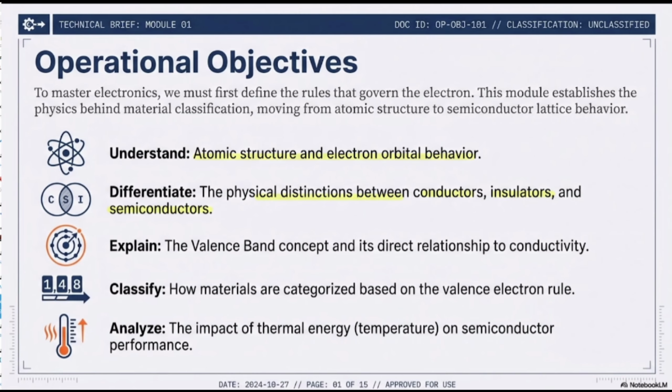Then we are going to explain the valence band concept and its direct relationship to conductivity. This is a very important part because right now we are entering the era where, when we are talking about each one of those materials, we will see how we distinguish them, how we divide them into different categories, and what our tool and rule are for them. Then we are going to classify how materials are categorized based on the valence band, as I just told you. And finally, we are going to analyze the impact of thermal energy or temperature on semiconductor performance, because the semiconductor is a very important part of electronics. So we'll see about that.